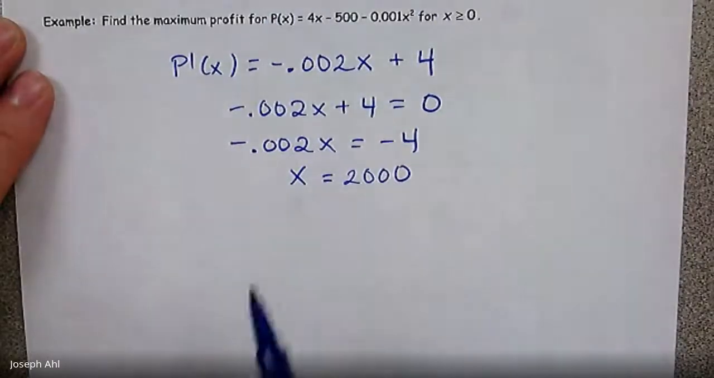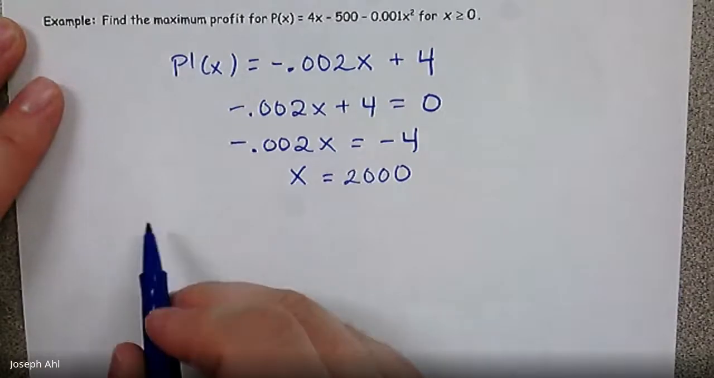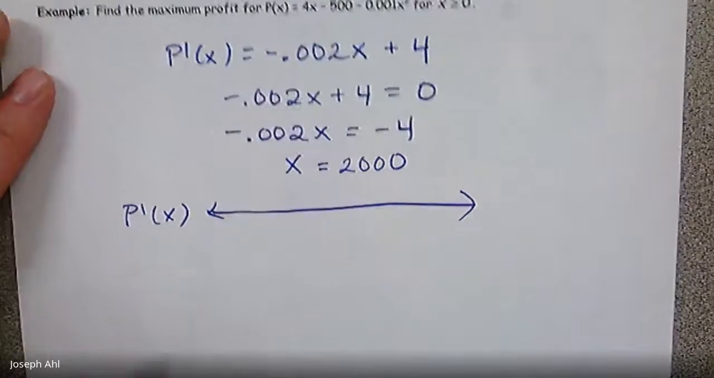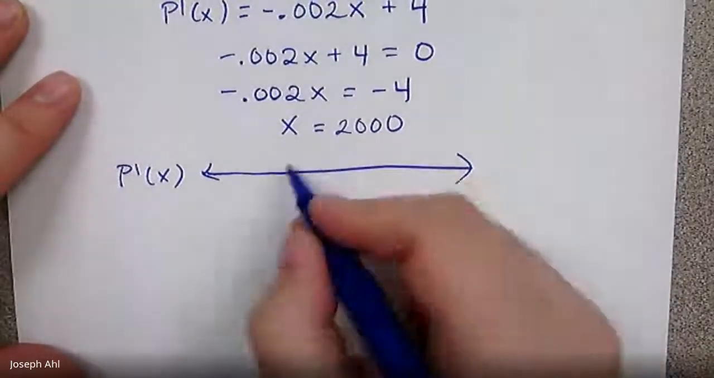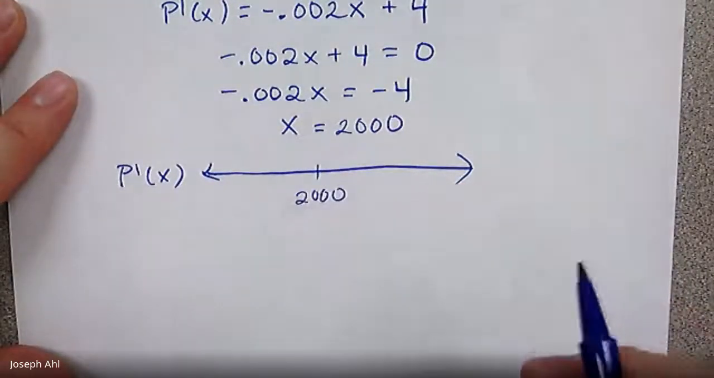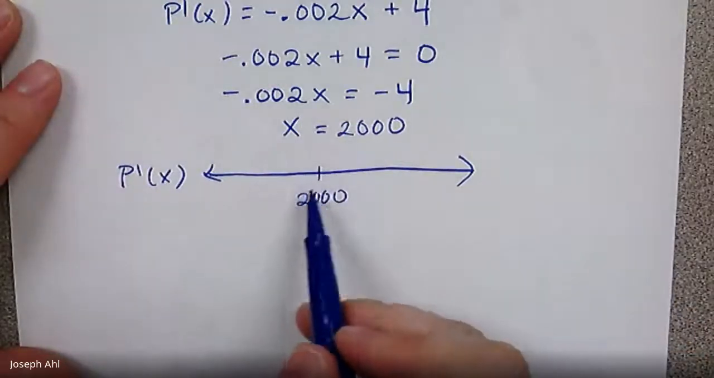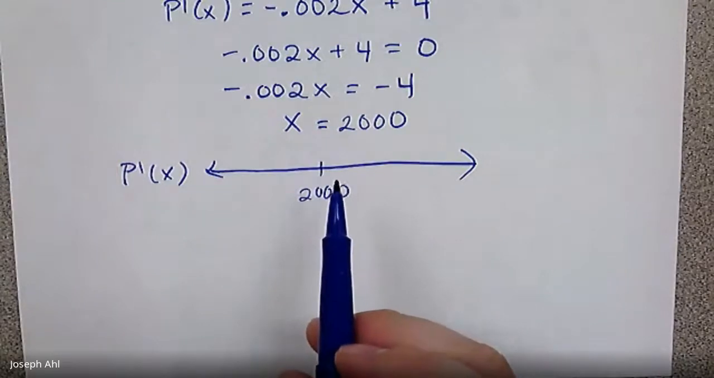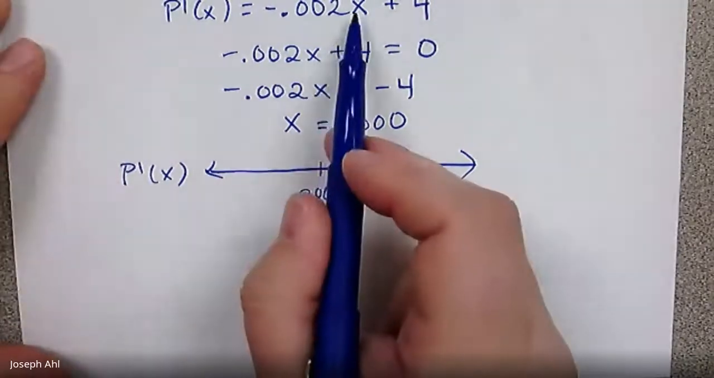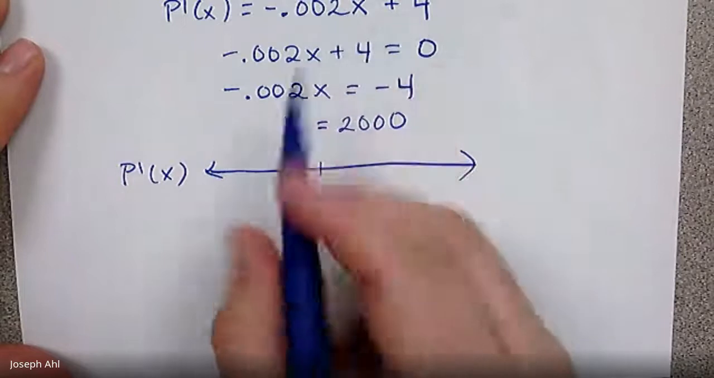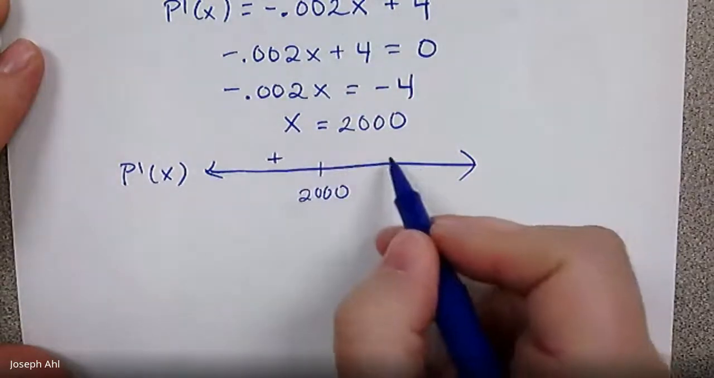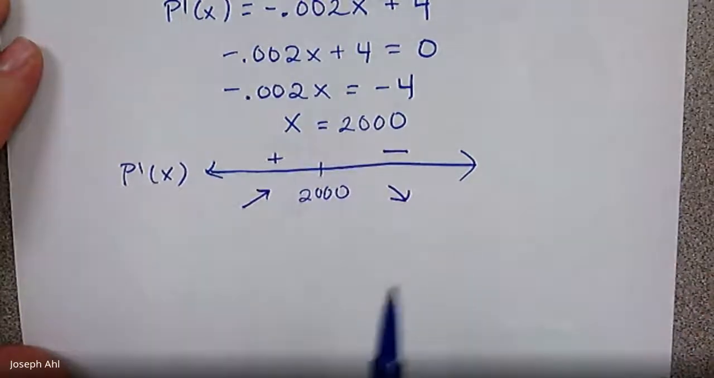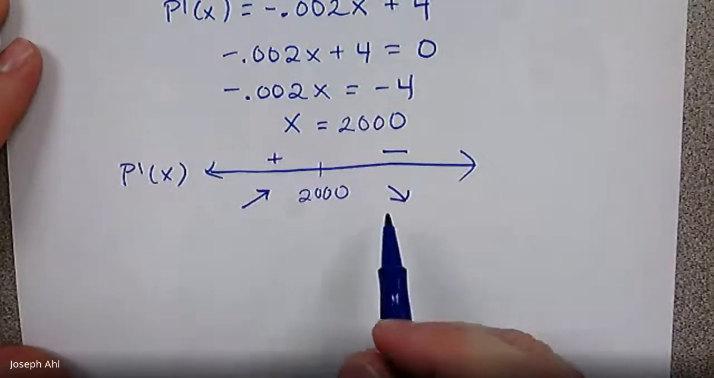Why do I say may wind up maximizing? Well, we really should do the first derivative test to confirm that. So if I do a P prime number line here, we're going to put 2,000 on the number line. We're going to test something to the left and test something to the right. Let's see what happens. If you test something like 1,000, you're going to wind up getting something in total that's positive. And then if you test something like 3,000, you get a negative. So when we go from increasing to decreasing, we know that that represents a local max.